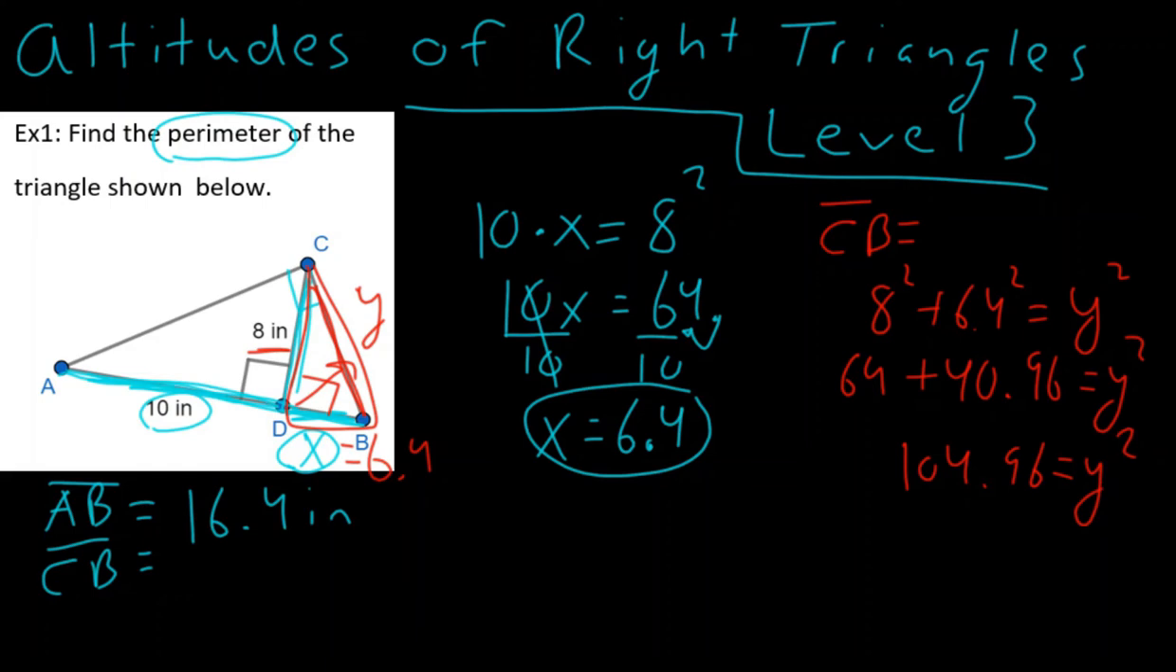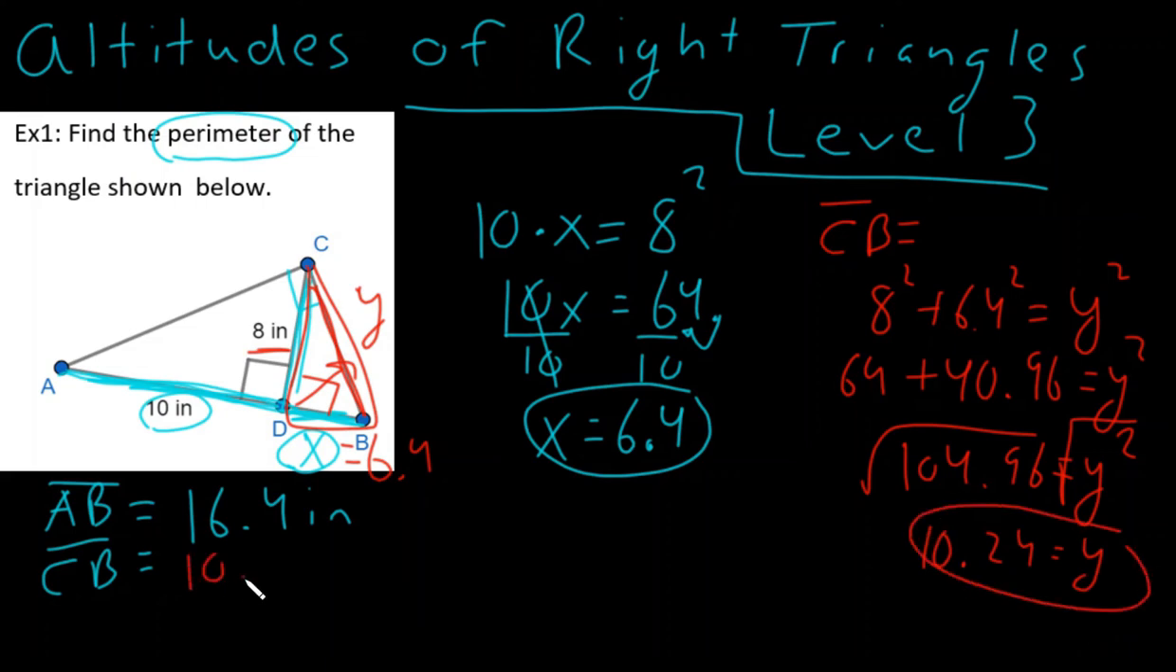And ask yourself, what is it that we do in order to get rid of a square? Well, the opposite of a square is a square root. And if you're using your phone calculator, we'll turn it to the side, find the square root, and it turns out the square root of 104.96 is 10.24. And that will equal Y, or in this case, CB, which we'll call 10.24 inches. Now notice my space is getting a little bit limited. That's okay. Let me change colors here.